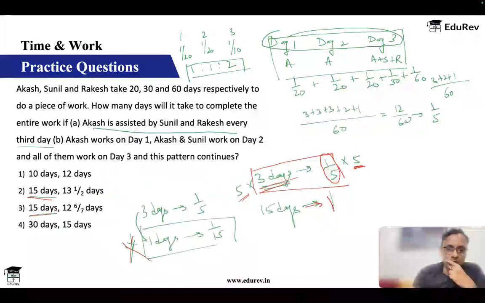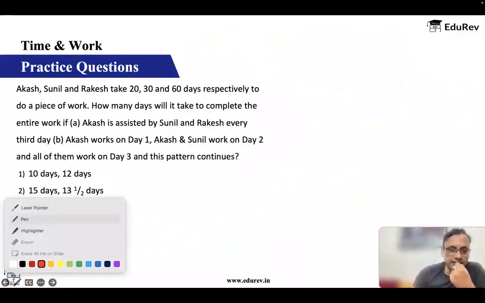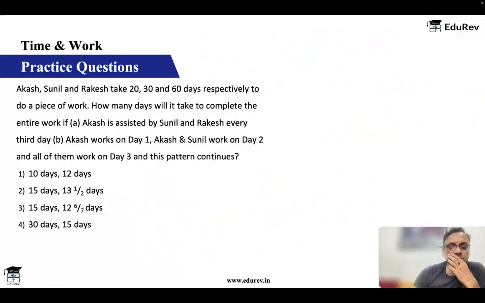There is a second question also. And the second question I have purposely added because there is a very important concept there. So let's look at the second part. Now what happens? Akash works on day 1. So day 1, day 2, day 3. So Akash works on day 1. That means 1 by 20.